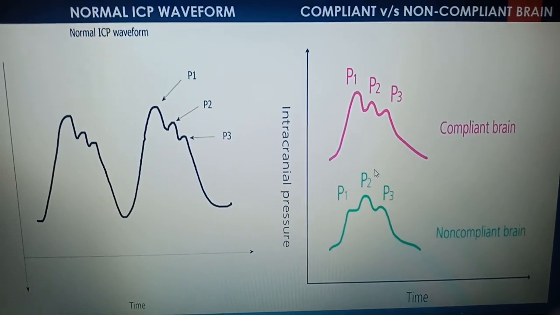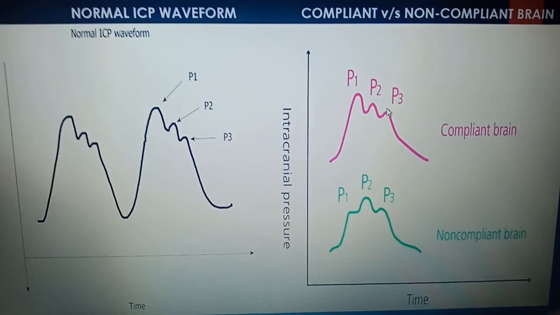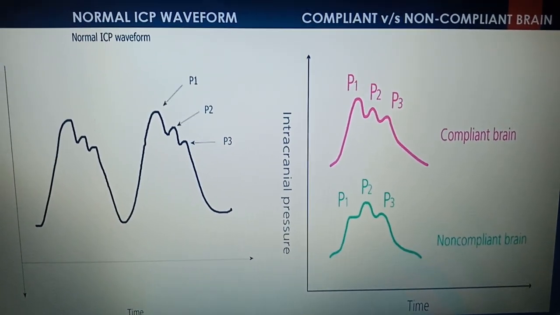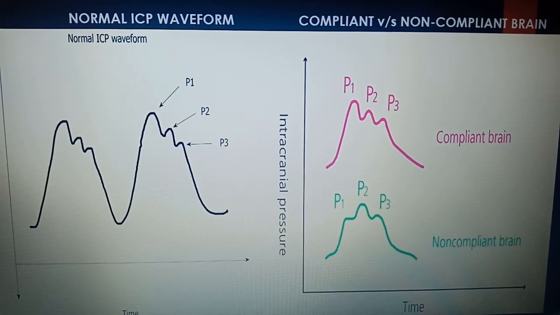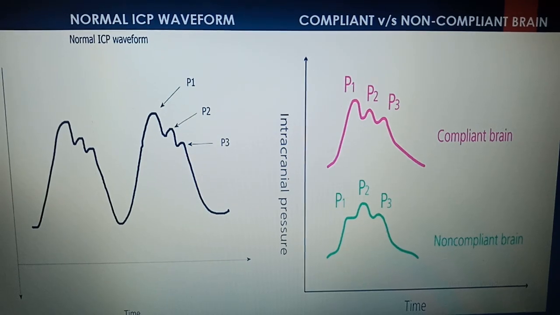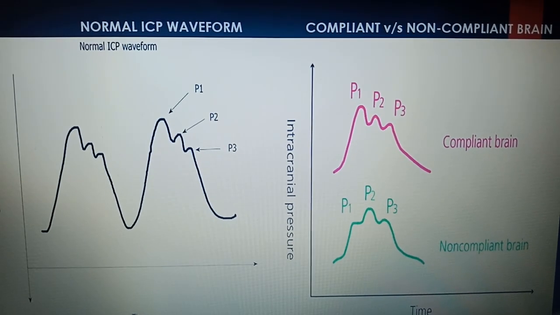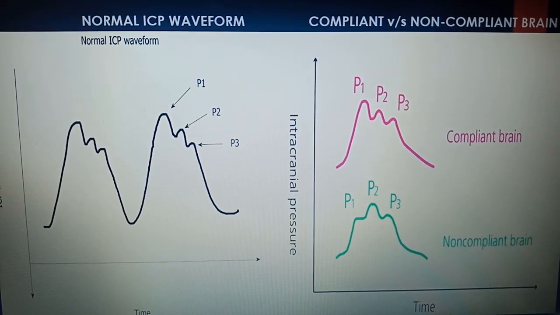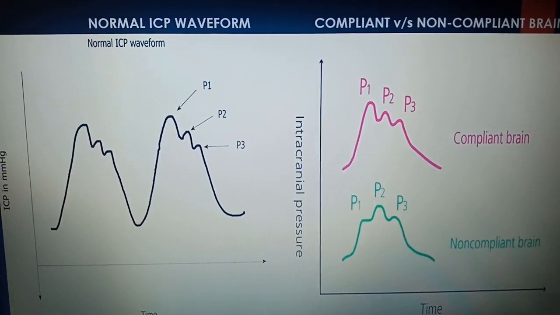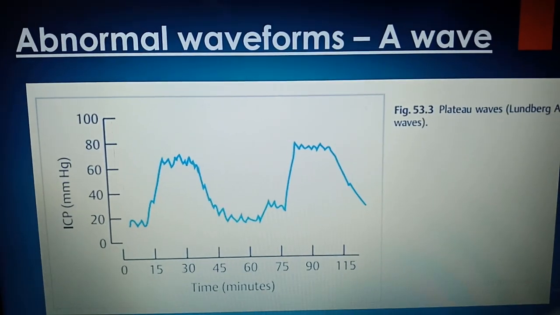in a non-compliant brain. The compliant brain is the one that is a normal brain that accommodates the CSF and blood in the brain. That is the compliant brain, a brain which is in a compensated state, and the non-compliant brain is the one that is in the decompensated state. So this is how the waves actually change their pattern.